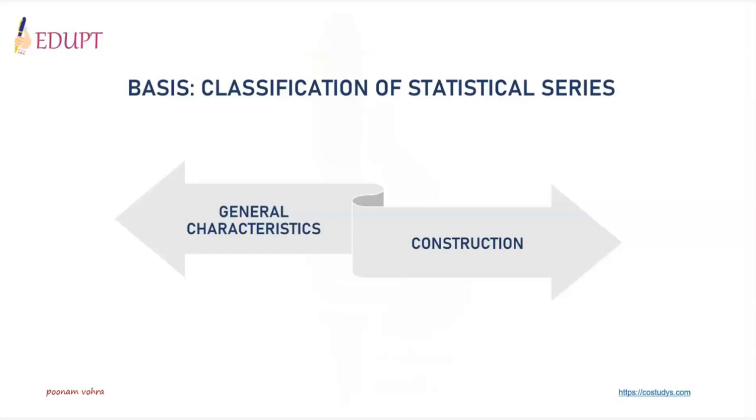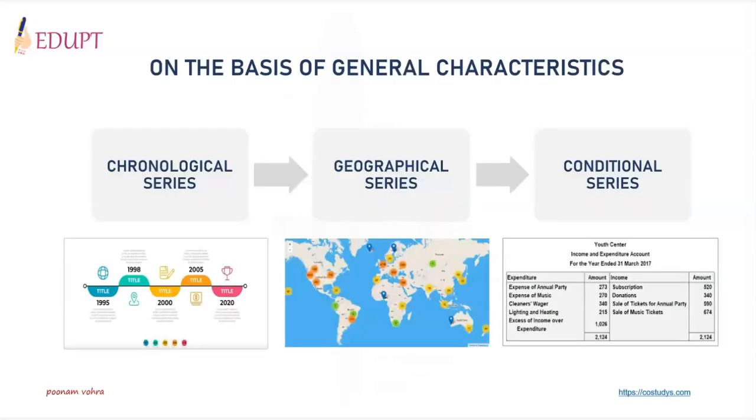Statistical series can be divided on the basis of general characteristics and on the basis of construction. On the basis of general characteristics, statistical series are of three kinds: 1. Chronological series, 2. Geographical series, and 3. Conditional series.